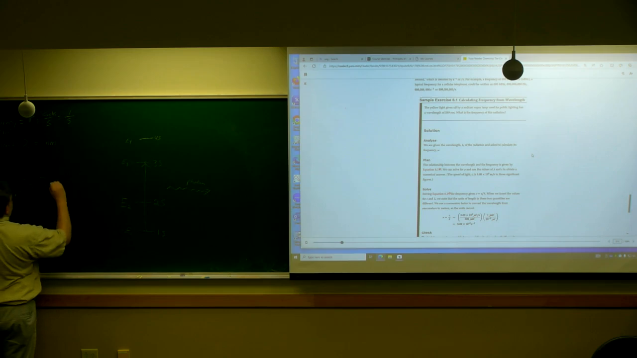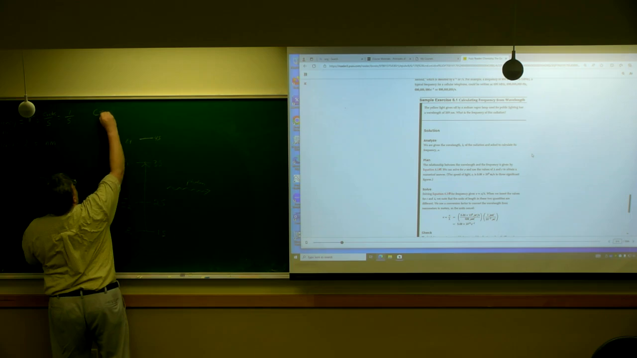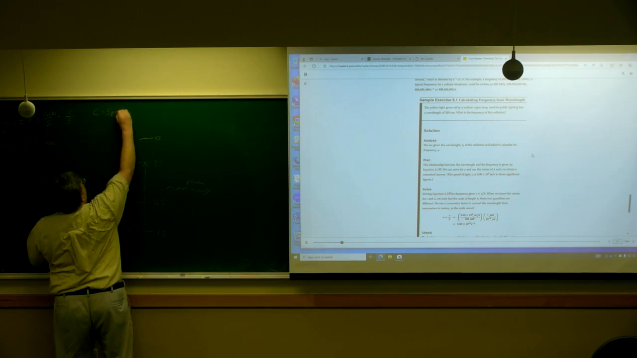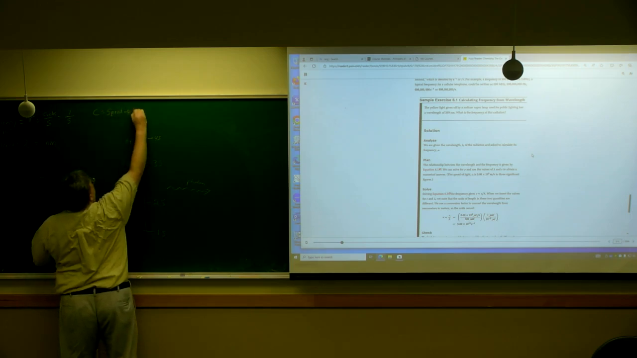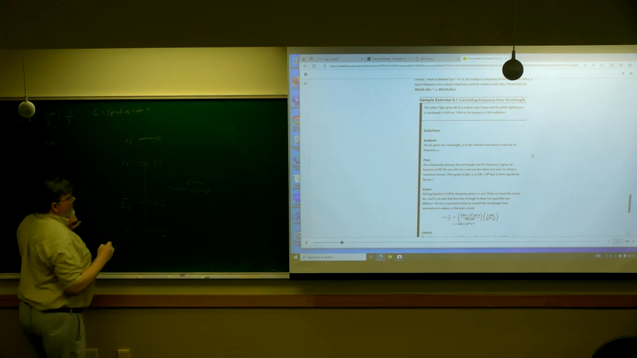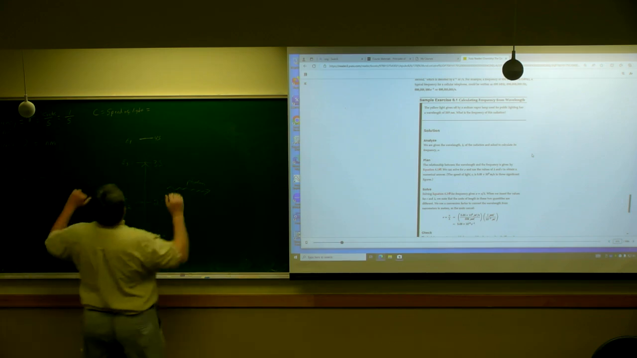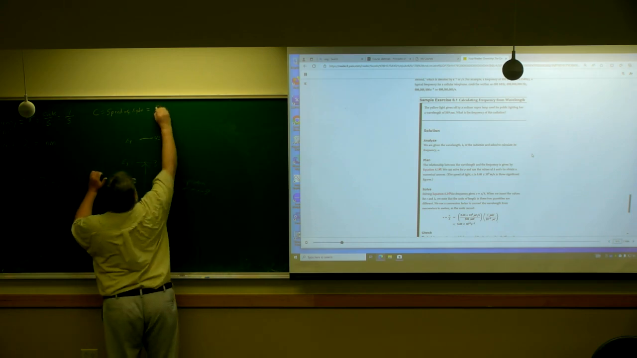Wavelength and so C, I want to put these where I can keep them. And there's a reason why we use C, because it's a constant. The speed of light is a constant. Light always travels the same speed.